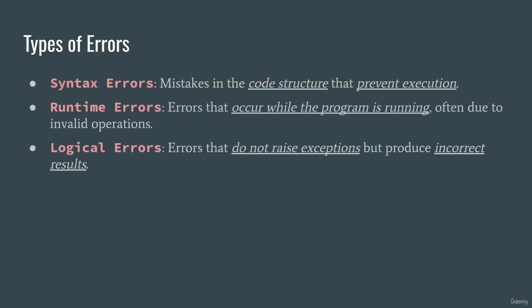There are three main types of errors in programming. First, syntax errors occur when there's a mistake in the structure of your code, preventing it from running. Next, runtime errors happen while the program is running, often due to invalid operations like dividing by 0. Finally, logical errors don't cause the program to crash, but they lead to incorrect results, making your program behave in unexpected ways.